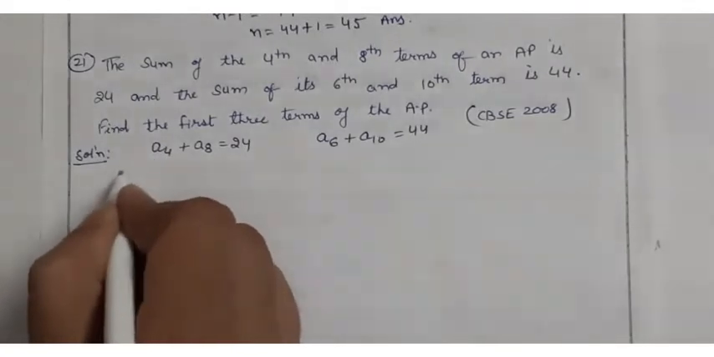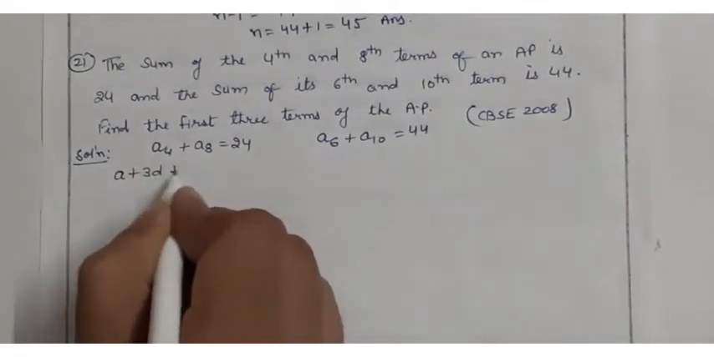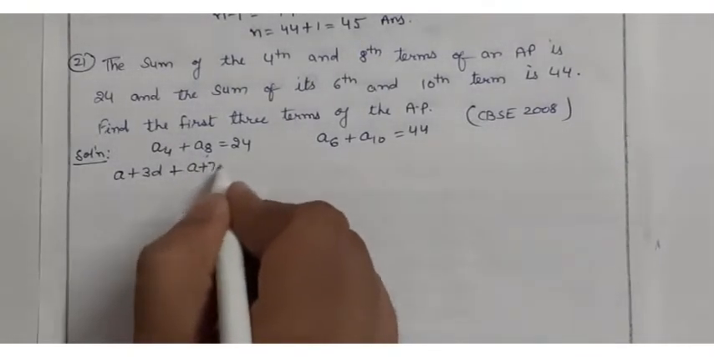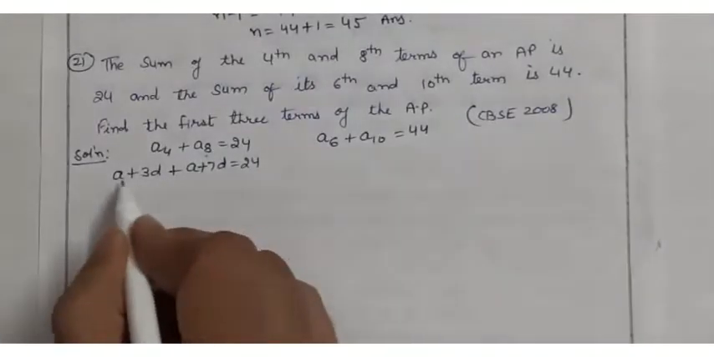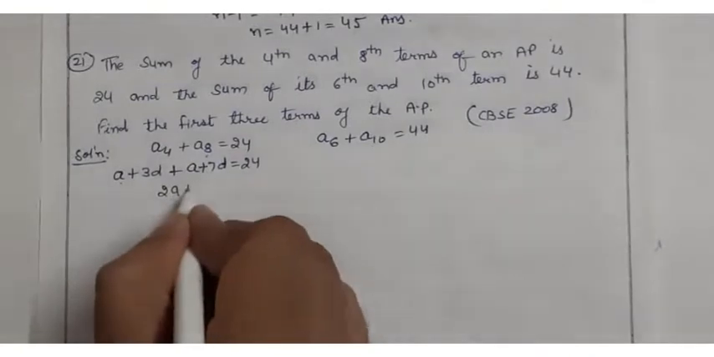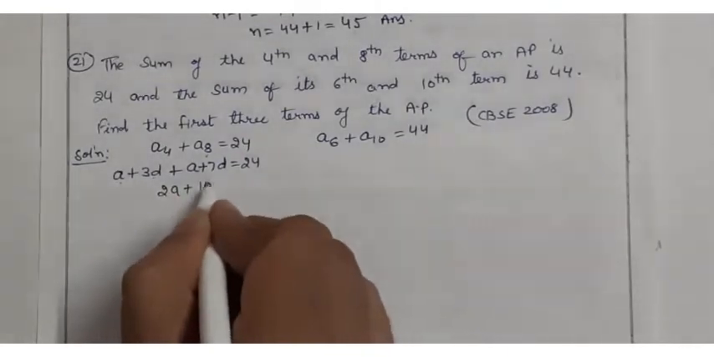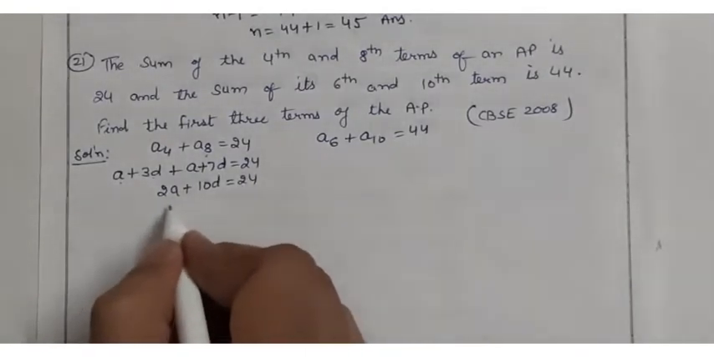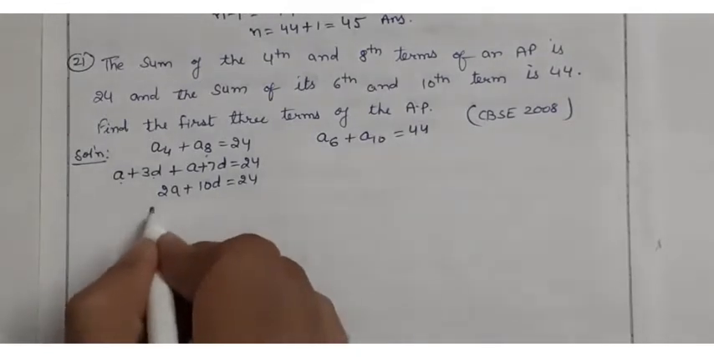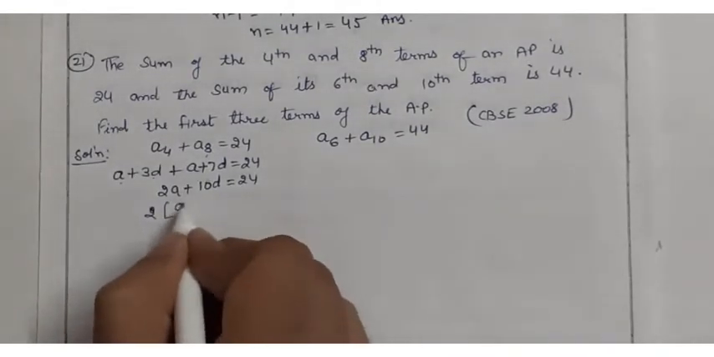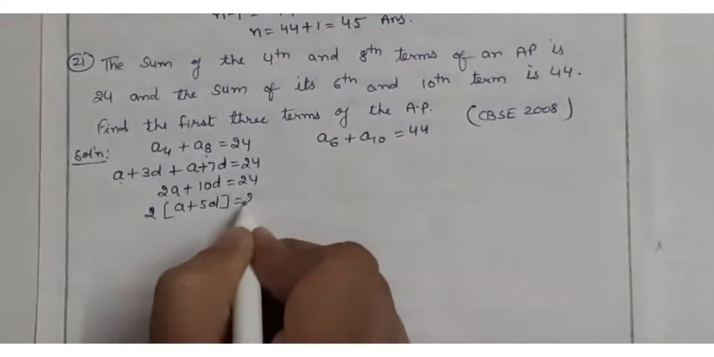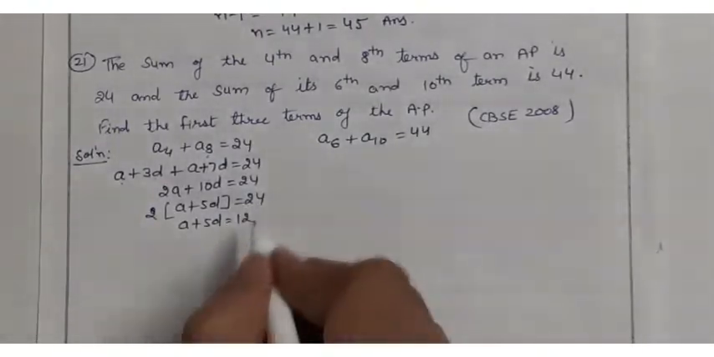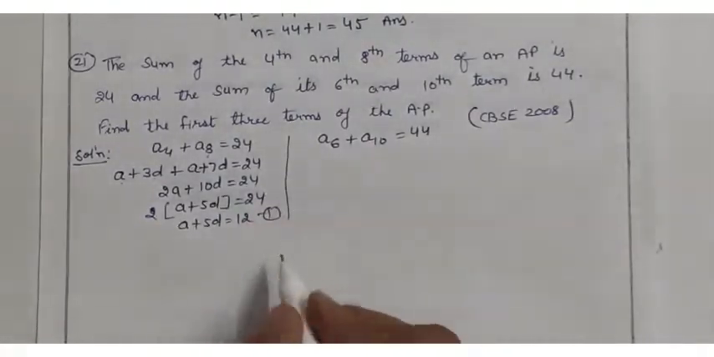A4 means what? A plus 3D, isn't it? Okay. And what will be A8? I can write A plus 7D. This is 24. So A plus A is what? 2A. And 7D plus 3D is your 10D. It is 24. So what to do? You can take out 2 common. Okay. So A plus 5D is equal to 24 upon 2, which is 12. This is the first equation.